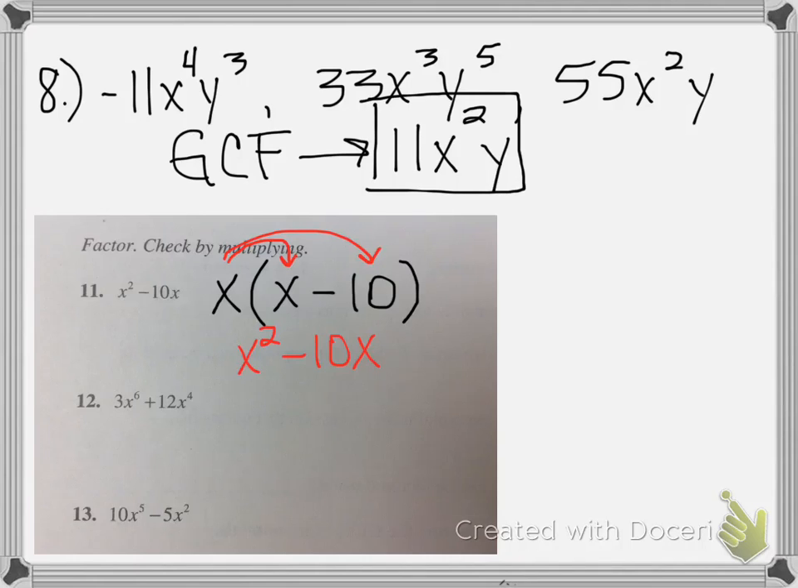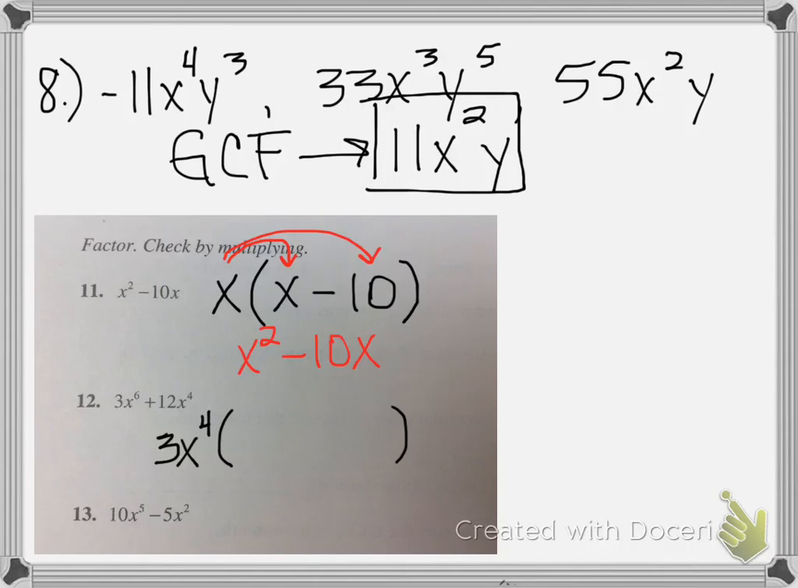So now let's try the second example, 3x to the 6th plus 12x to the 4th. Well, this one has some numbers involved. So let's look at the numbers first. We have 3 and 12. What factor do those have in common? That would be a 3. 3 divides evenly into both 3 and 12. Now we have x to the 6th and x to the 4th. What do they have in common? Well, they have x to the 4th in common.